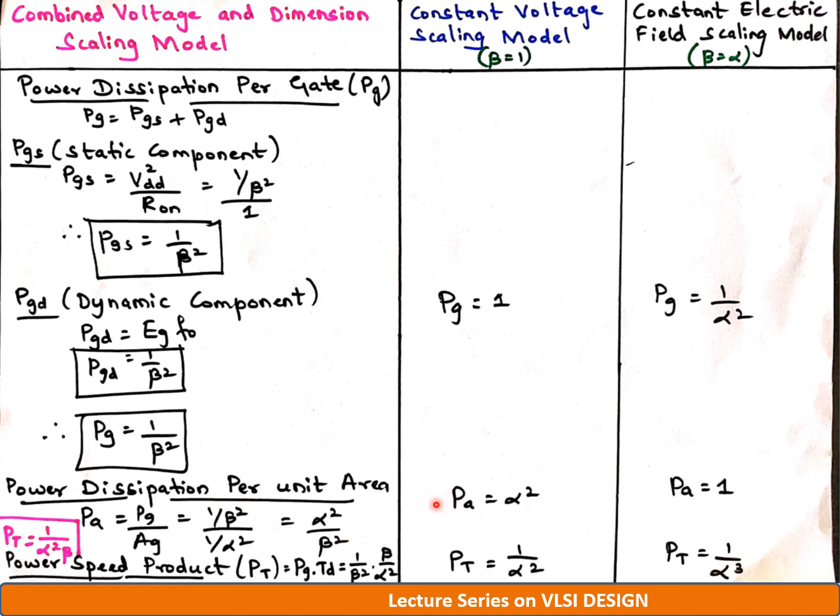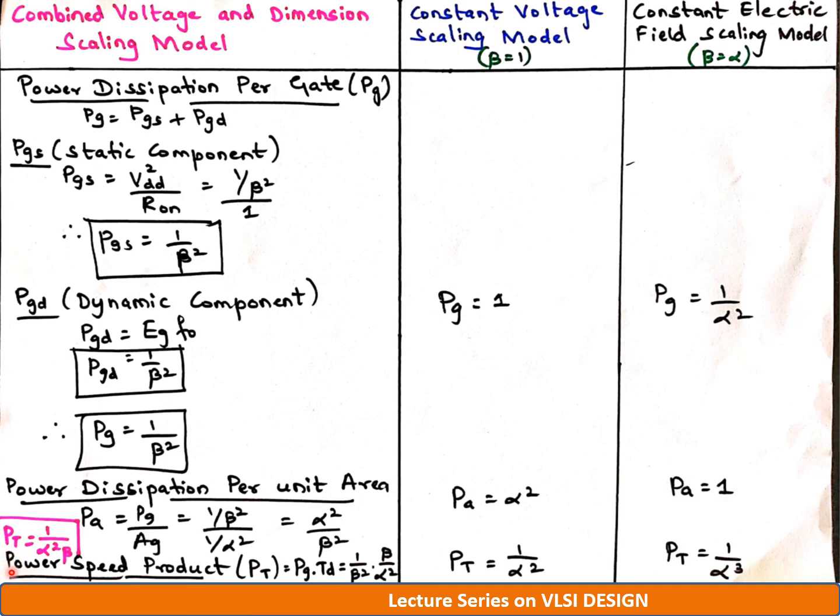In the constant voltage scaling model, beta is equal to 1. Therefore, the scaling factor for power dissipation per unit area is alpha square. In the constant electric field scaling model, beta is equal to alpha. Therefore, the scaling factor for power dissipation per unit area reduces to 1.